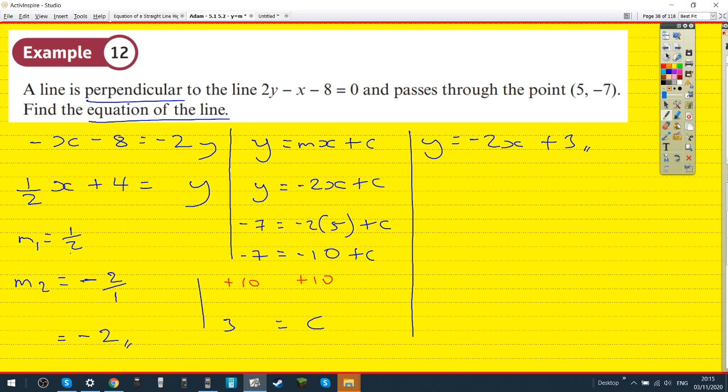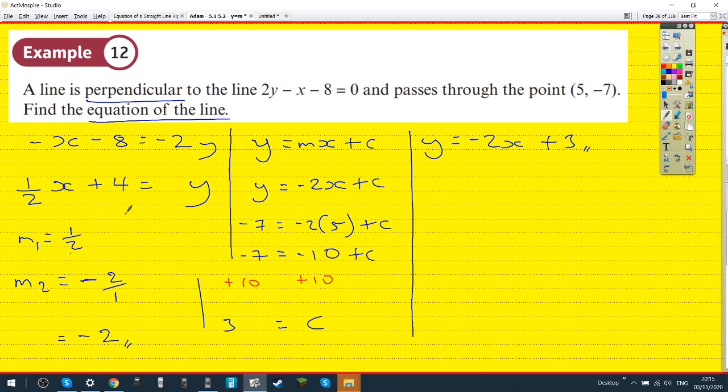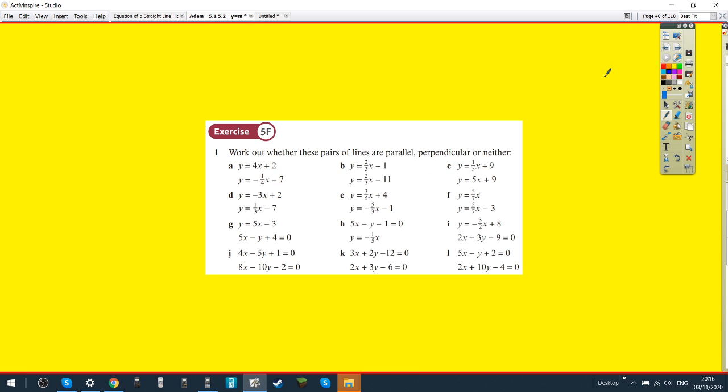Well done. Y equals minus 2x plus 3. So find the gradient of the first line. Negative reciprocal, so change the sign, flip the fraction, and that gives you the perpendicular. 1 over 2 times 2 over 1 gives you 1, and then plus times minus gives minus. And then sub in m, y and x into y equals mx plus c.